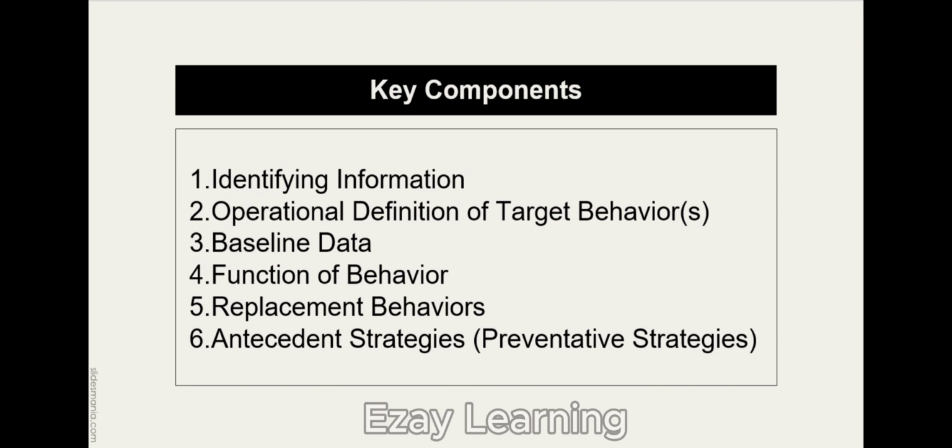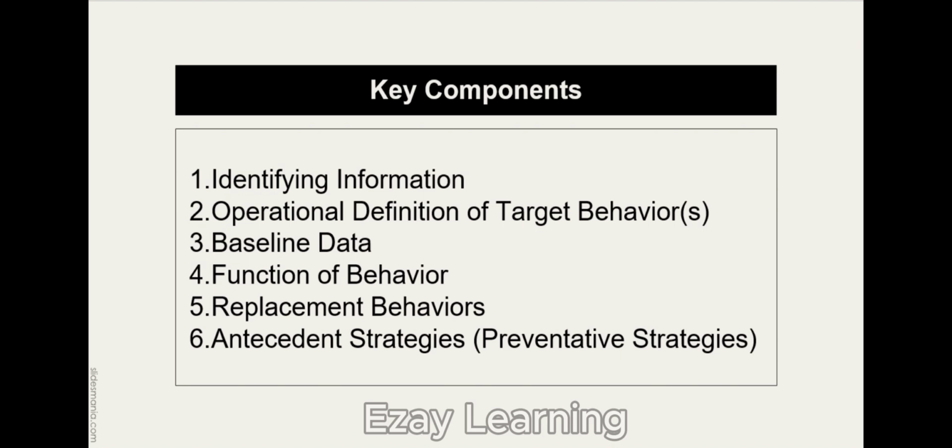Now that the operational definition has been provided, the baseline data will be taken. For example, information on the frequency, duration, and intensity of the target behavior before intervention. That's why it is the baseline data. Then you have to identify the function of behavior, that is the reason behind the behavior, using functional behavior assessment (FBA) data, like attention seeking, escape, sensory stimulation, or access to tangible items.